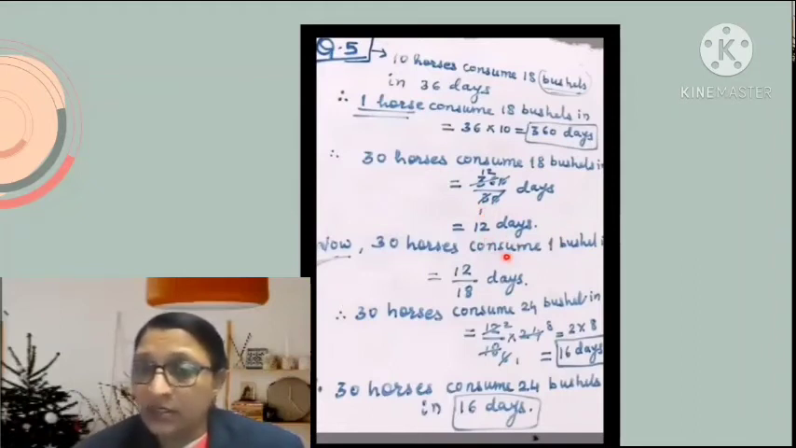Now 30 horses consume 1 bushel in 12 upon 18 days. So 30 horses will consume 24 bushels in 12 upon 18 multiplied by 24. Here on doing the basic number crunch, you will get 2 into 8, which is equal to 16 days. Finally, we can write down here: 30 horses consume 24 bushels in 16 days. Let's move to the next question.